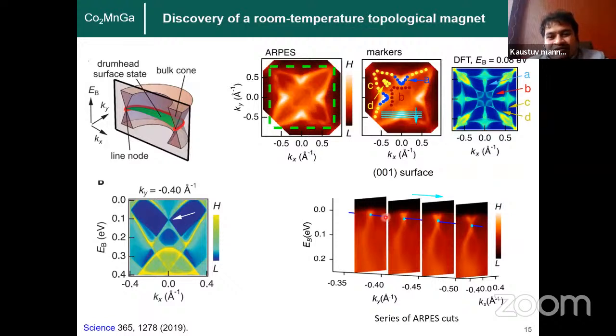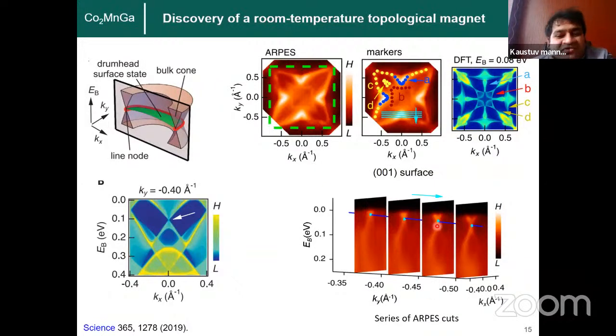To check whether this is really a band crossing, we look into different plots at different ky values and examine their energy dependence. As you see here, there is a finite crossing point just below the Fermi energy, and it holds true for a range of ky values.